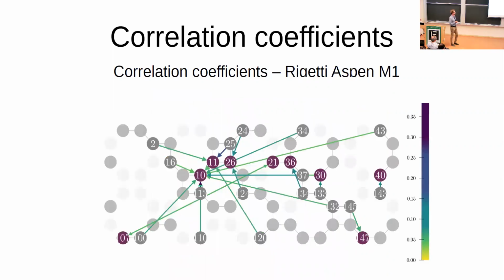We did the same for Rigetti, and the results are here. So please notice the other scale. For Rigetti, those correlations tend to be higher, and we also detect some pretty significant high correlations, on the order of even 30%.